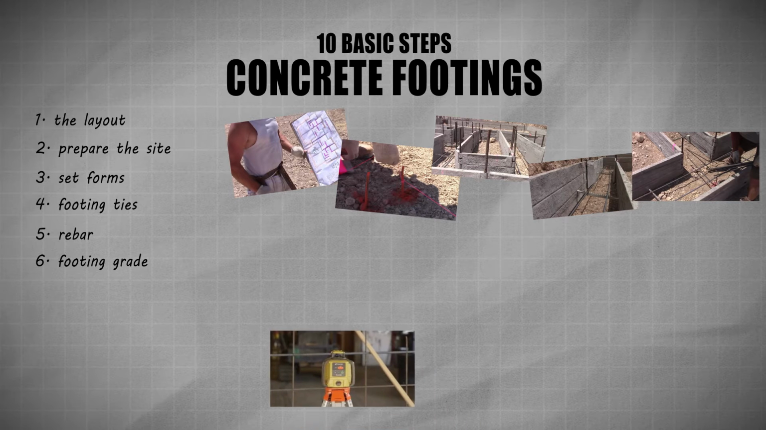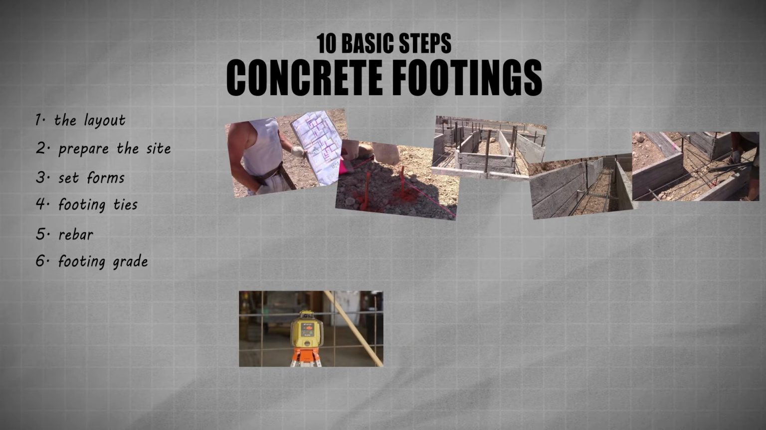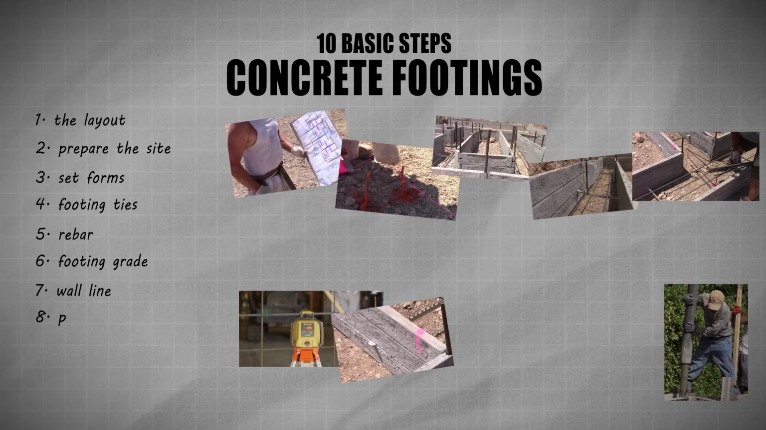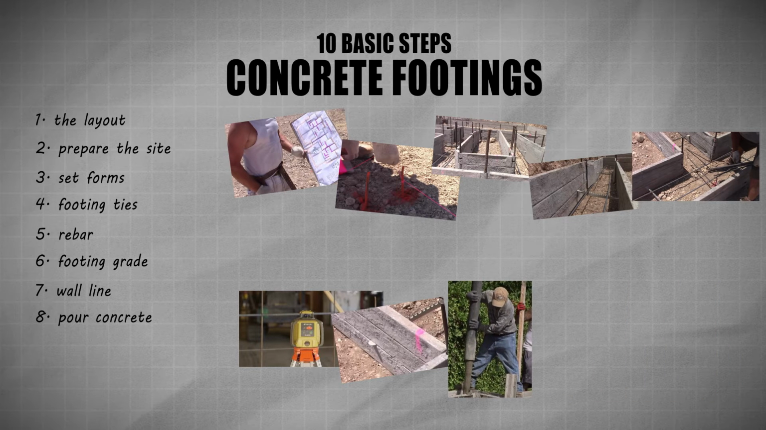Sixth, use the laser level to create an even chalk line on the footing forms. This line will guide you as you pour concrete, so make sure to get it right. Seventh, transfer the wall line from the layout stakes to the footing form. Eighth, pour concrete. Avoid touching the chalk line with wet concrete. Use a shovel and then a derby to grade, level, and flatten the concrete to the chalk line.